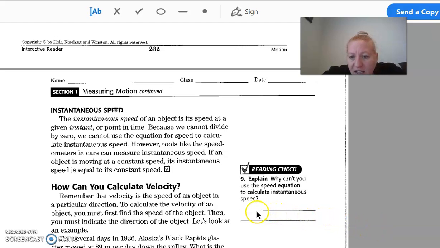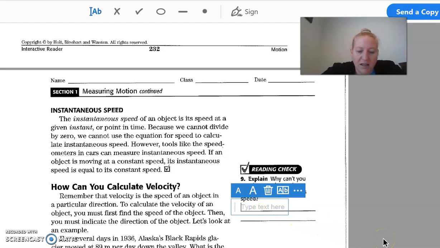This is the reading check. Why can't you use the speed equation to calculate instantaneous speed? Because you can't divide by 0. Okay?